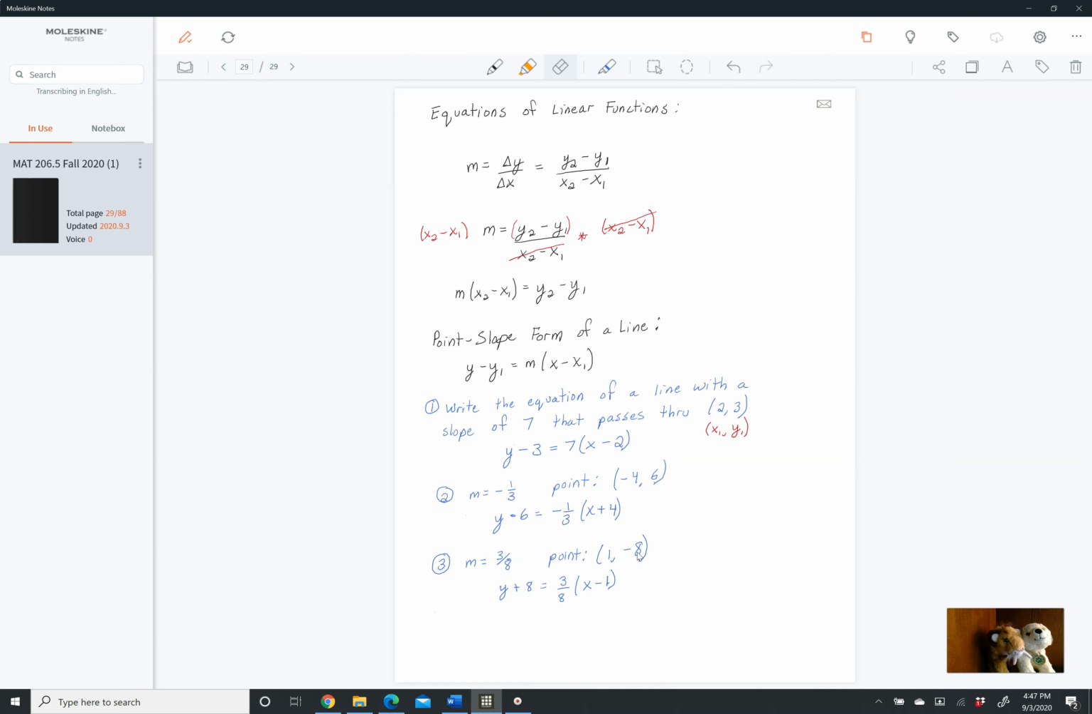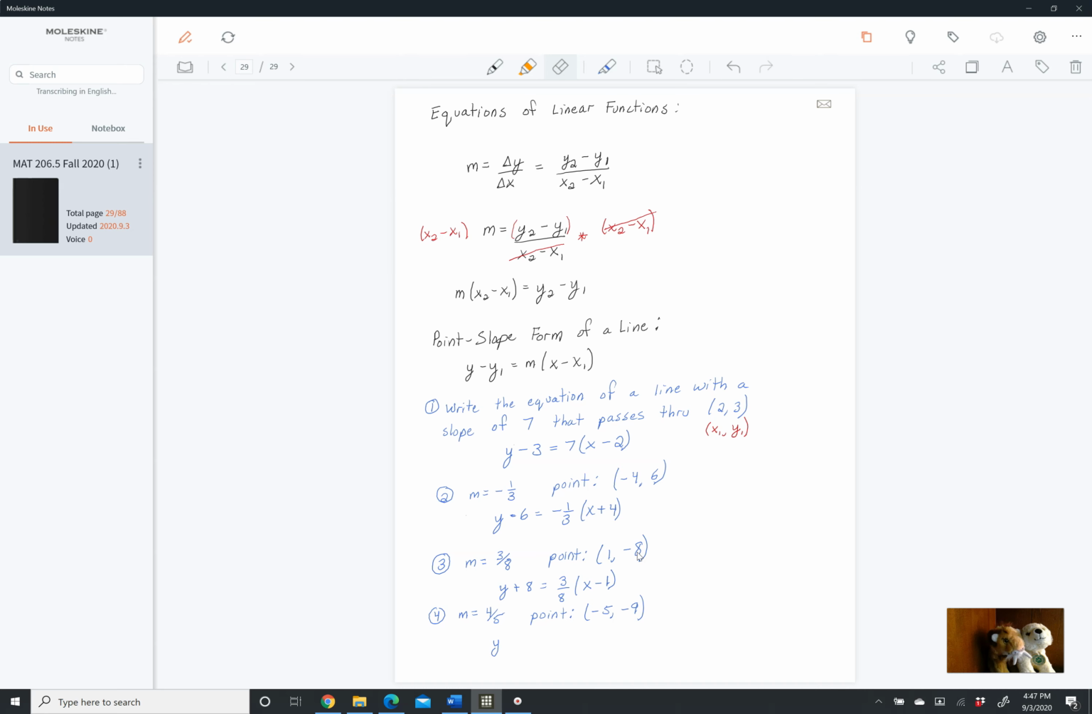Okay, and one last one, which I'd like you to pause the video and try on your own just to make sure that you understand it. Let's say that our slope was 4/5 and our point is (negative 5, negative 9). Okay, try and write the equation of the line yourself first.